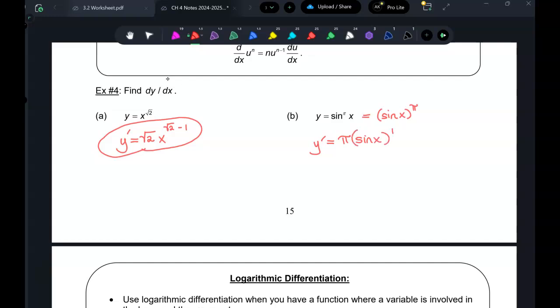This is the exact same one as the one before. It's the exact same process. However, don't forget chain rule. Times cosine. So pi sine x to the pi minus 1 times cosine x. Really, there's not much I can do to simplify this. I leave it like this.